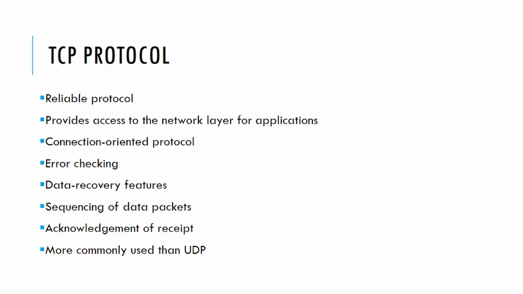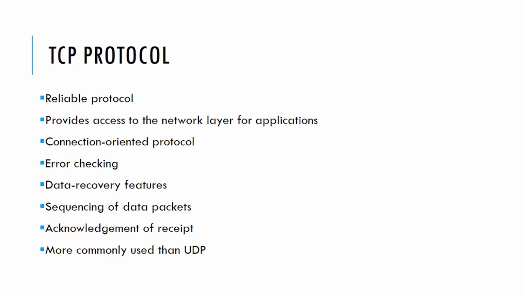It provides error checking. It provides data recovery features end to end. If there is data loss, data duplication, or any change in the data from the source to the destination, the TCP protocol can detect the loss and the duplication in the data, and can recover by resending the data itself. It provides sequencing of data through the sequence number header in the TCP header. So if the arriving data is in the wrong order, the sequence number helps the receiver to reorder the data to the right order.